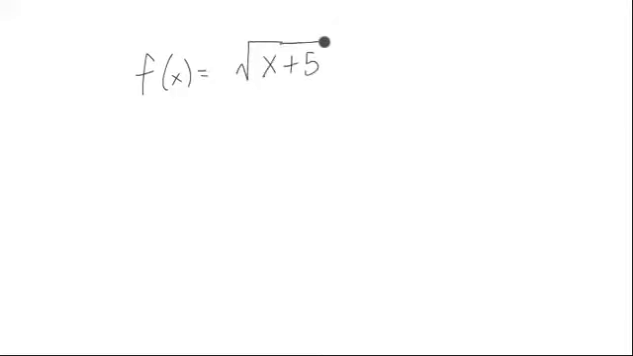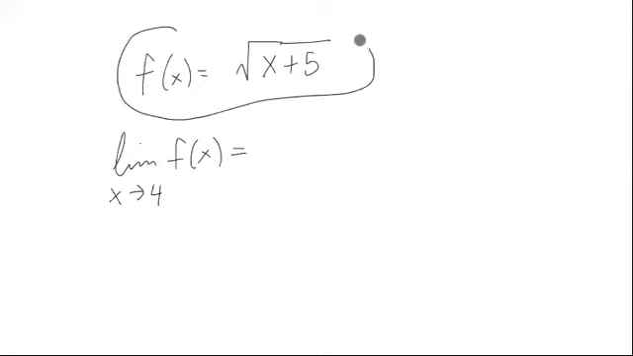So for instance, what if we had f of x is equal to square root of x plus 5? What if we want to compute the limit as x approaches 4 of f of x? Well, this is a continuous function and well defined around the point x equals 4, so we can just plug in. For continuous functions, taking limits is nothing more than just plugging in.